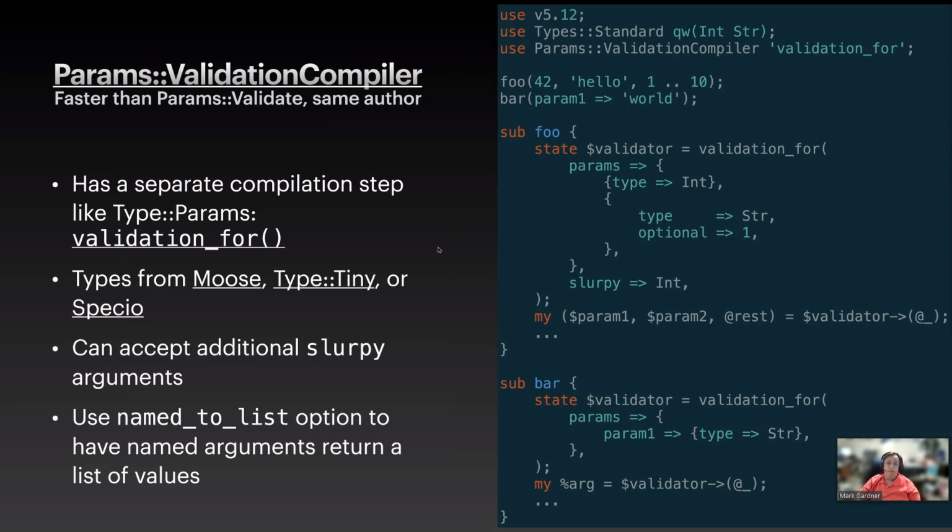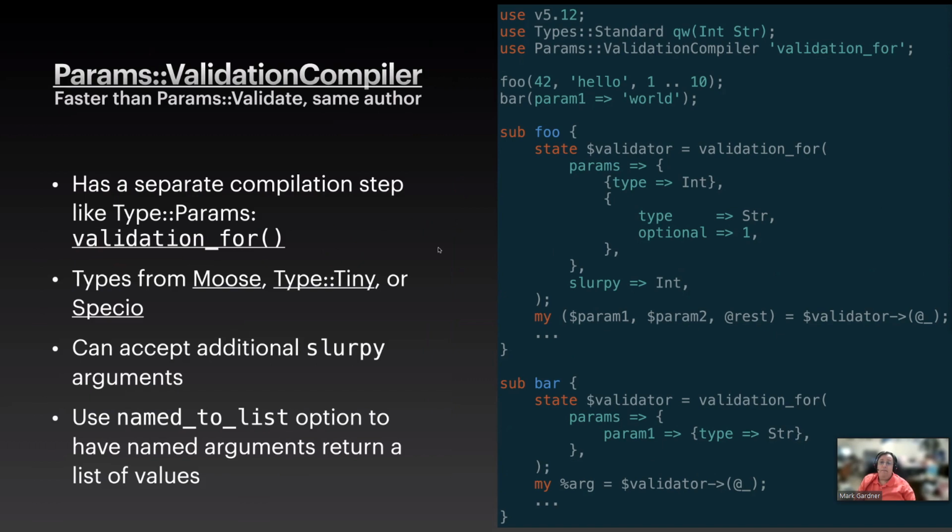It's got a separate compilation step like type params, but it's called validation_for in this case. And also it can get its types from Type::Tiny, Moose, or Specio, which pretty much cover the three main type library systems on CPAN. It also can accept additional slurpy arguments, and it has a named_to_list option to have named arguments return a list of values instead of just a hash.